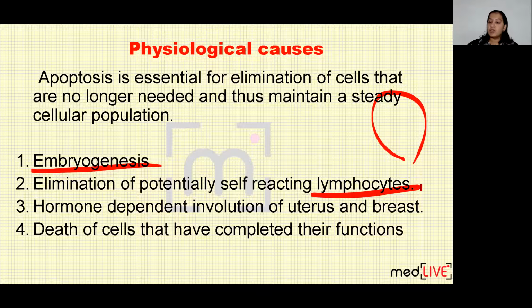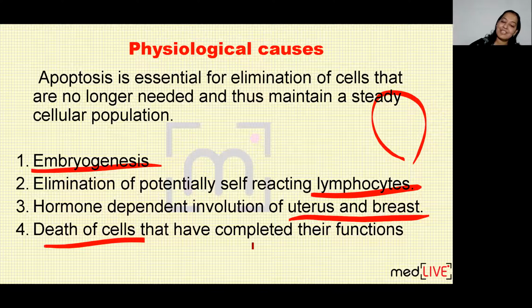During pregnancy, the uterus and breast of the female increase in size with the help of hypertrophy and hyperplasia. But after delivery, the size reduces further and becomes normal. So how does the size reduce further? With the help of apoptosis. So involution of the uterus and breast after delivery, correct? And the death of the cells which have already completed their function.